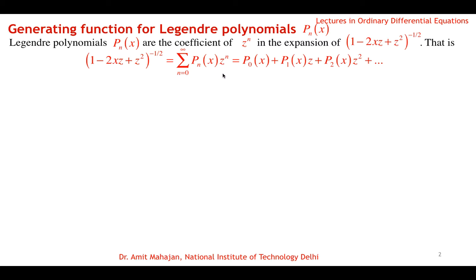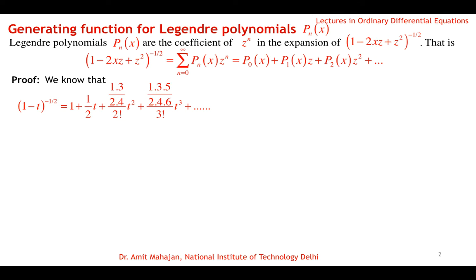of z^n. If you put n = 0, 1, 2 and so on, you will find P_0(x) + P_1(x) z + P_2(x) z^2 + so on. This is the infinite series, and the Legendre polynomials are coefficients of powers of z. So we are going to prove this.